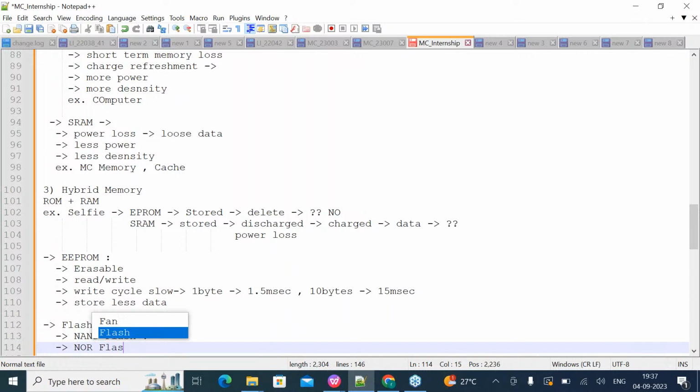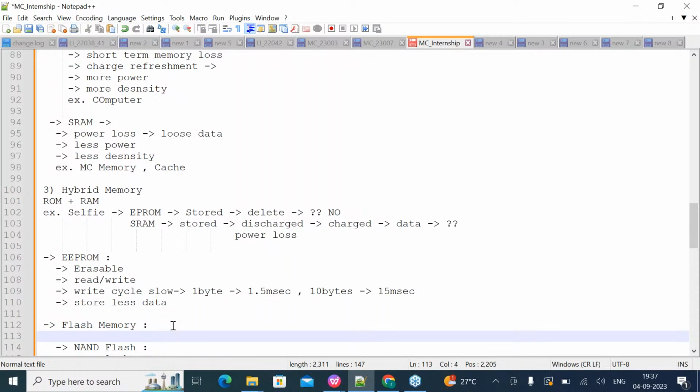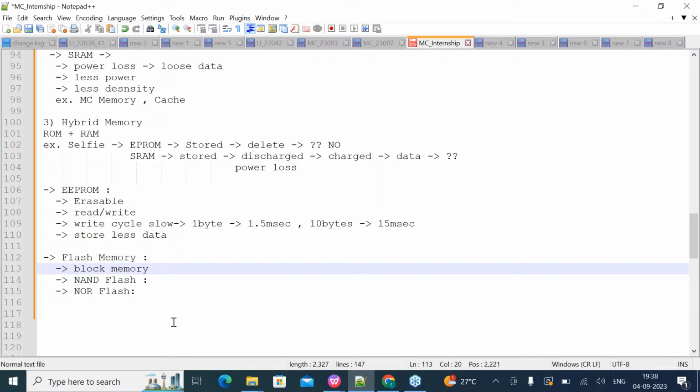First let me talk about the common points of both memories. People, both your NAND and NOR flash memories are block memories. I mean, they are accessed by block, and the size of the block is totally dependent upon the architecture. You can open the data sheet and check it. Usually, even if you want to update a single byte or single bit in this memory, you need to erase the entire block of this memory. Then you can update the data. It is block access. These are the block memories.